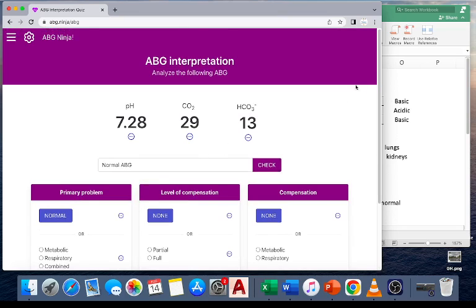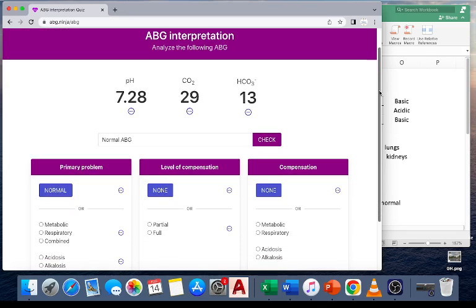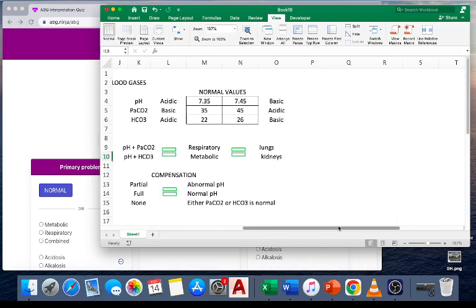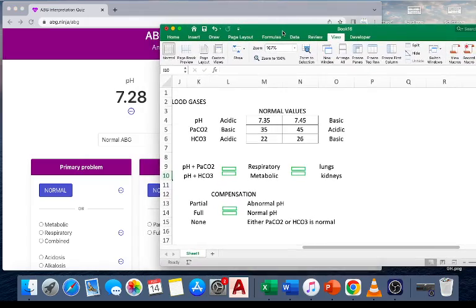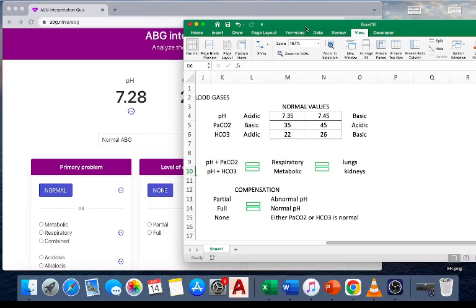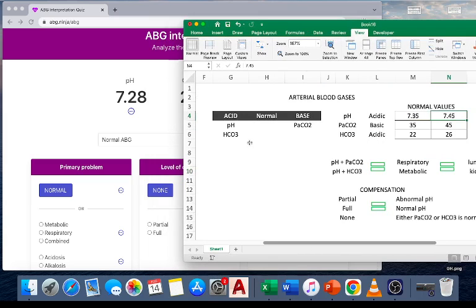Okay, so the first thing that I check whenever I look at the ABG values is if it's normal. The normal value for pH is 7.35 to 7.45. Here it's below normal, so it's acidic. It's below 7.35. I would put pH here.